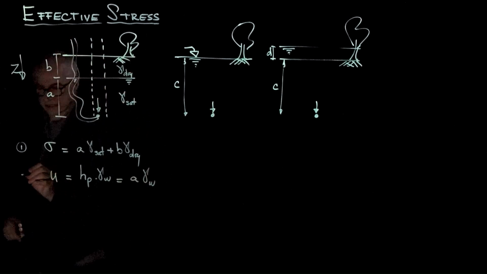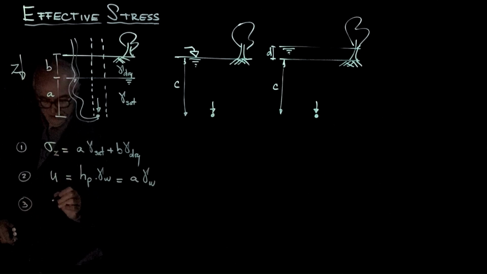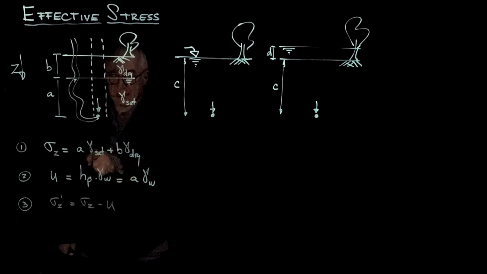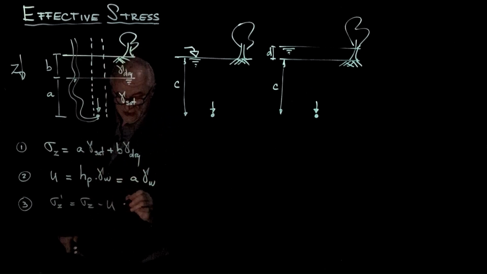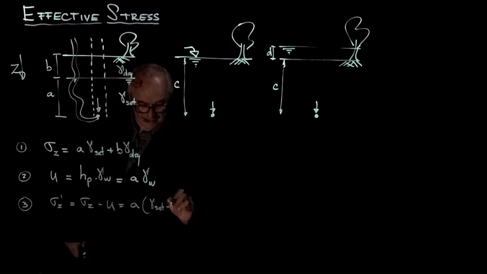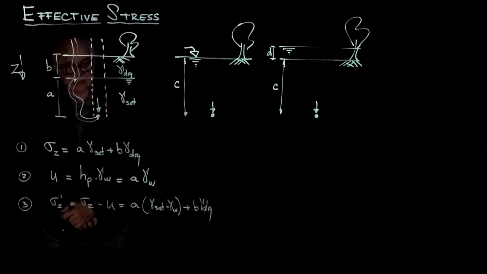And then step number 3 is, this is in the z direction. The effective stress in the z direction is sigma z minus u, which is equal to A gamma sat minus A gamma water. We can factor out A: A times (gamma sat minus gamma water) plus B gamma dry. Once again, this is true for level ground conditions. And then there could be one more step, but let's complete all these first cases.